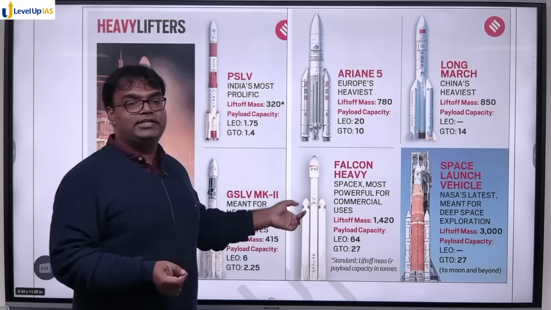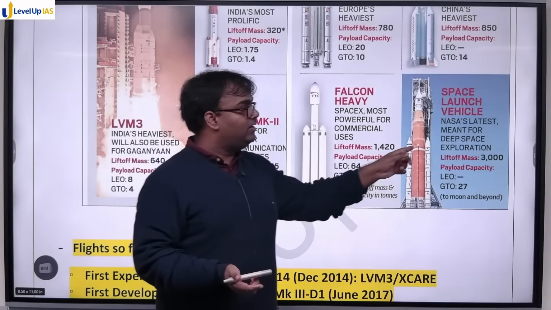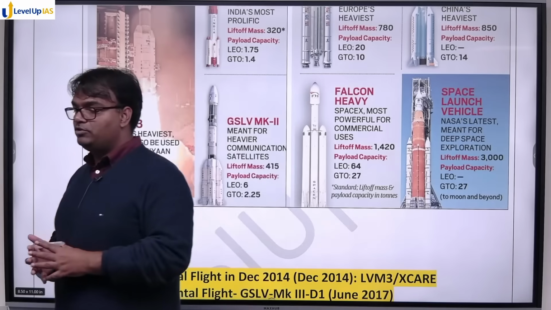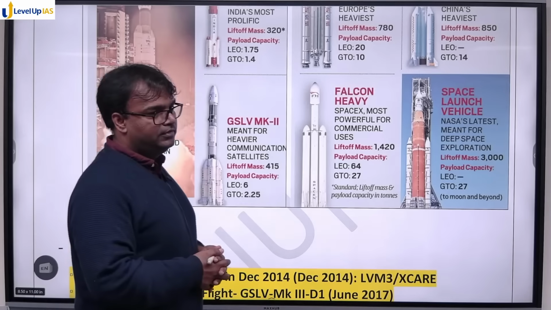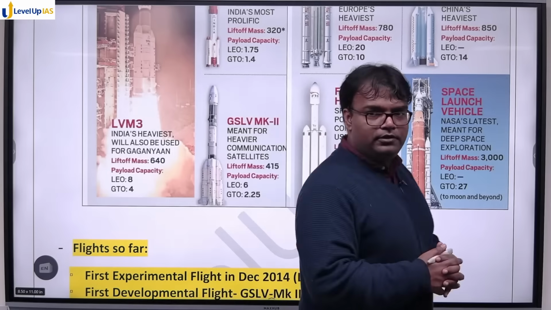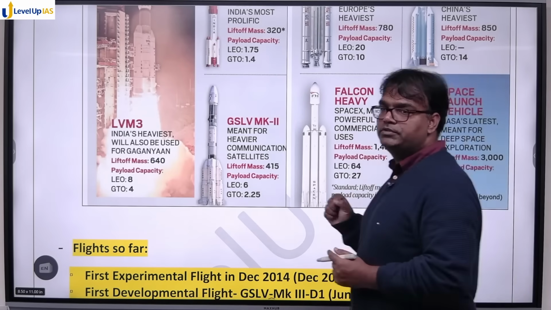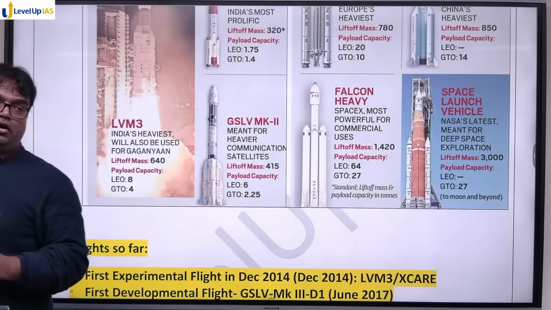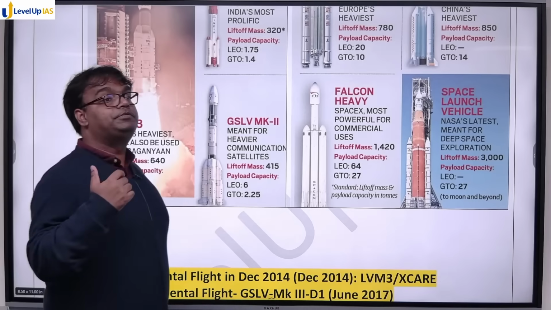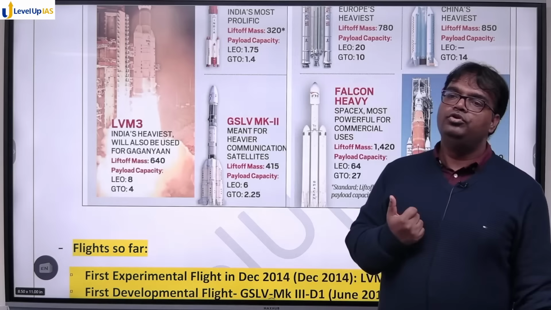Falcon Heavy, SpaceX, a private company, GTO में 27 tons. NASA's latest space launch vehicle, GTO में 27 tons. So we are still behind many of these space powers, and therefore these space powers can plan for things like deep space missions, which so far we have not been able to do.